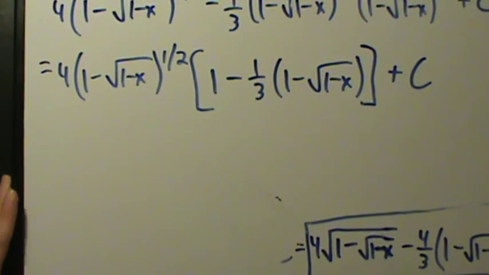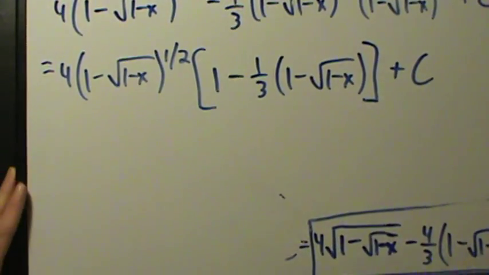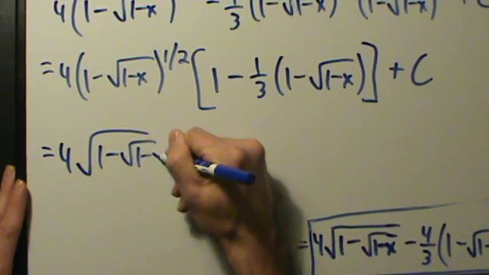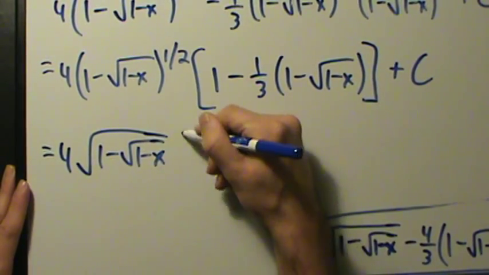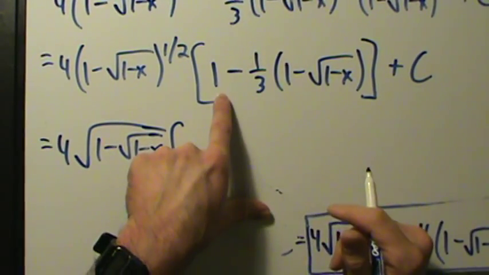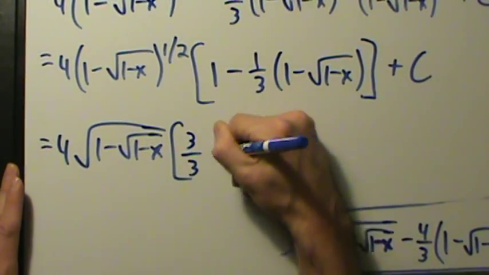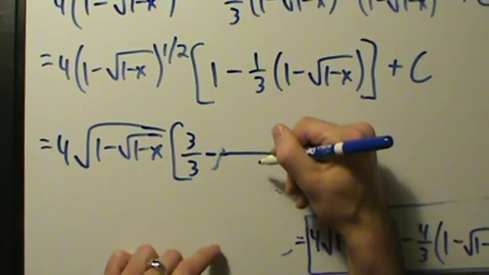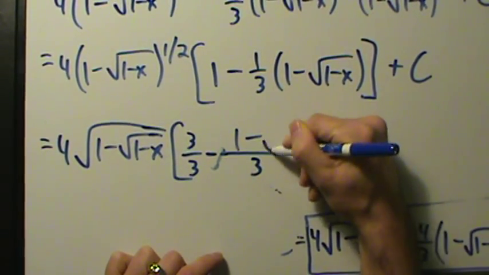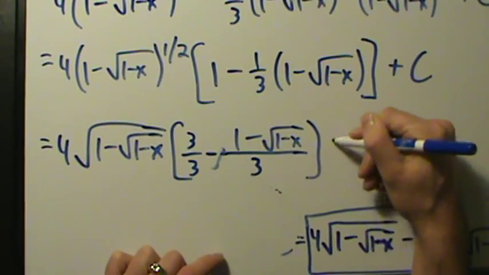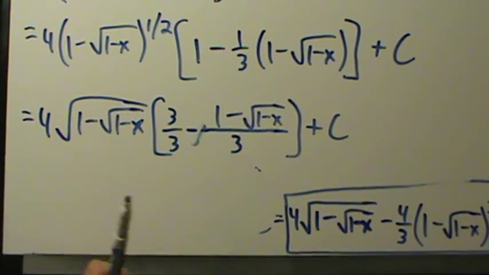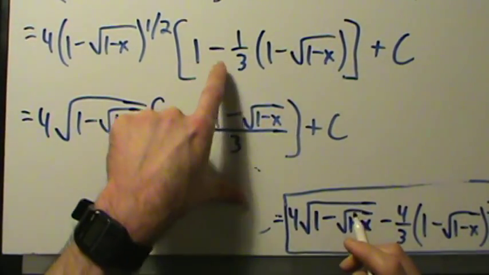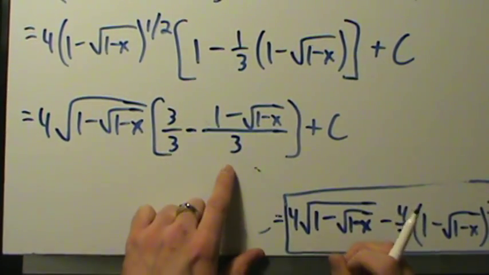All right, so now let's get a common denominator here. First, let's write this with square roots now: 4 times the square root of (1 minus root 1 minus x). And then what's going on here? 1 is 3 over 3, and then what we have here is minus, so this minus here, then we'll put the 3 on the bottom: (1 minus root 1 minus x), plus c. So kind of a big old mess here. Let's make that easier to read. So 1 minus 1/3 of all this, that's 3/3 minus all this divided by 3.